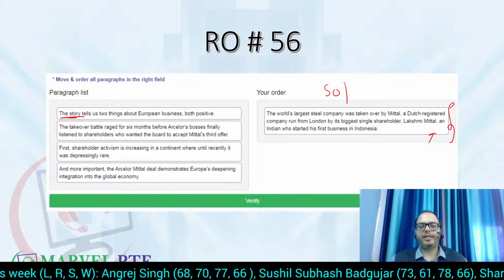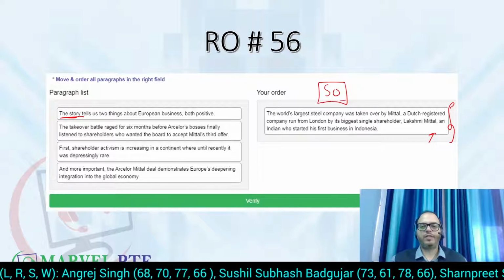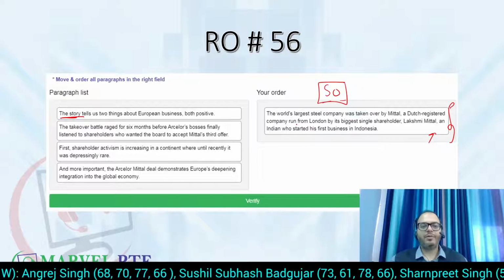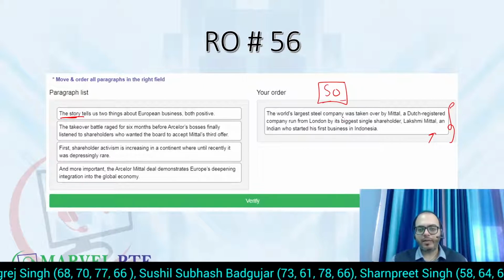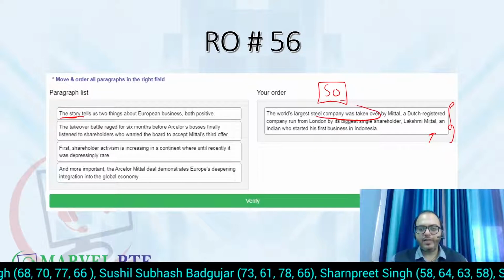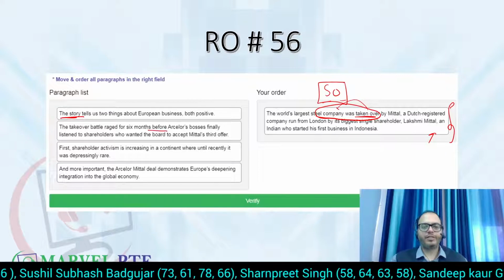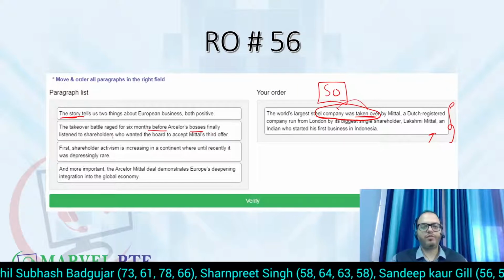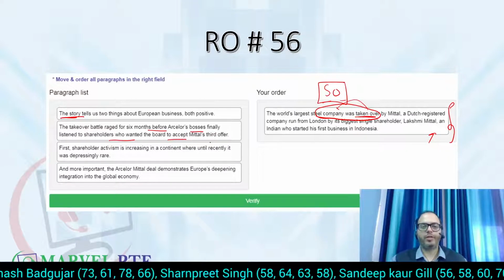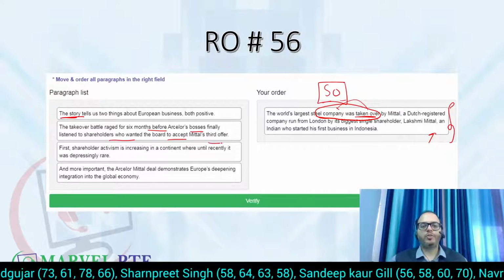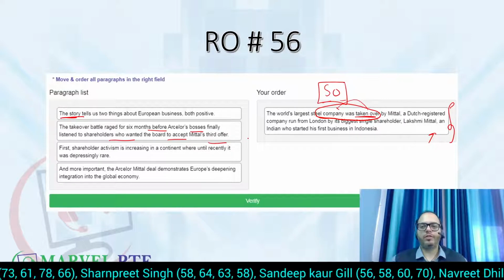Now coming to our SO strategy, which is subject object strategy. यहाँ पे कहाँ पे बात हो रही है takeover की? यहाँ पे largest company was taken over. So takeover battle raged for 6 months before Arcelor's bosses finally listened to shareholders who wanted the board to accept the Mittal's third offer, right?